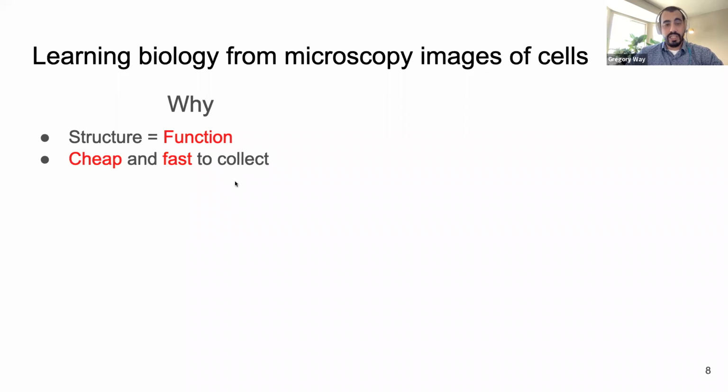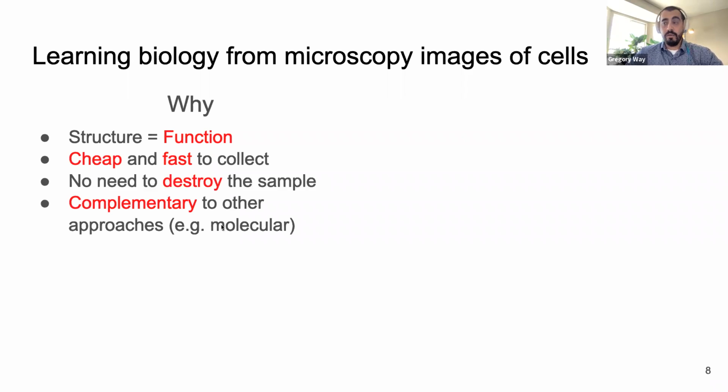Images are also really cheap and fast to collect. You can snap a photo with a microscope relatively easily. The data are typically pretty large to store, but it's really fast, and you can collect a ton of samples. There's also no need to destroy the sample like in molecular readouts. You can collect live cell imaging rather easily. And what we're finding is that, like RNA and protein, the readouts that you're deriving from microscopy images are complementary to other approaches.